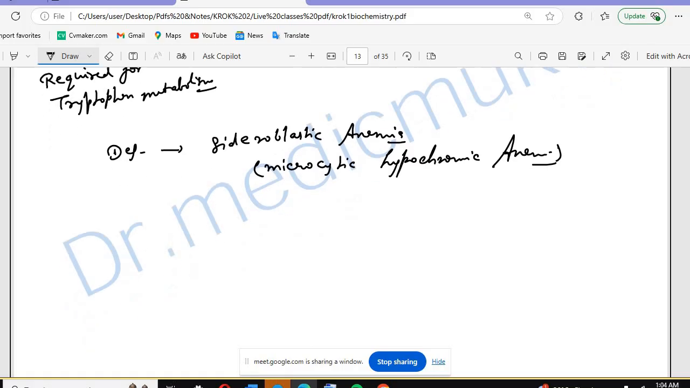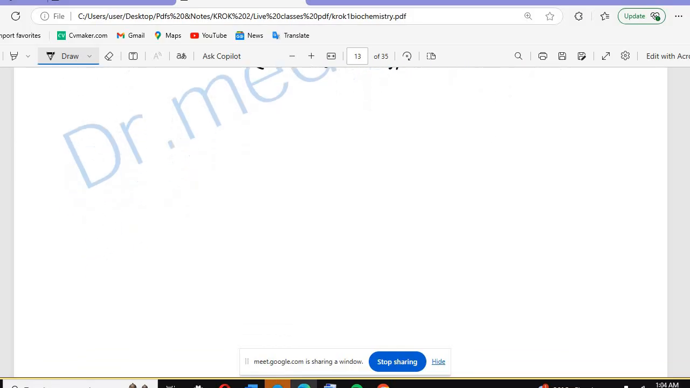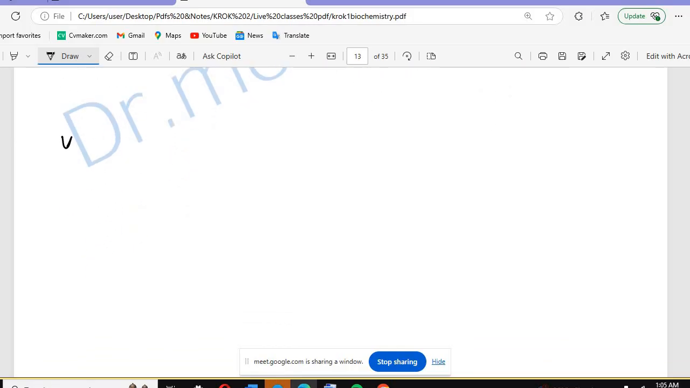The sources are groundnut, rice bran, wheat bran, molasses, liver, and milk. Then we have vitamin B7, or we call this the vitamin biotin. Earlier we called this vitamin H.